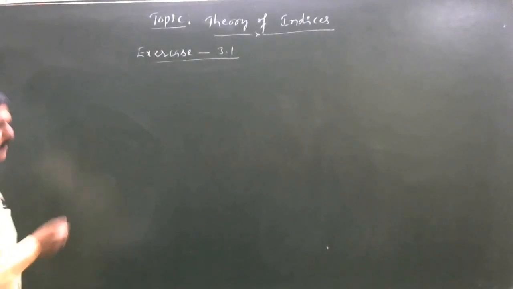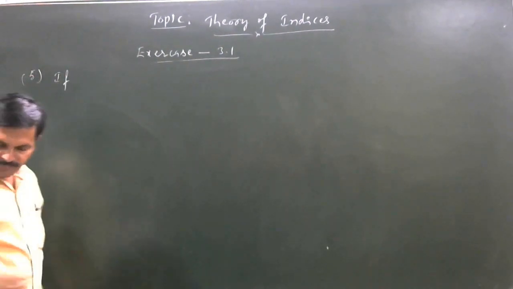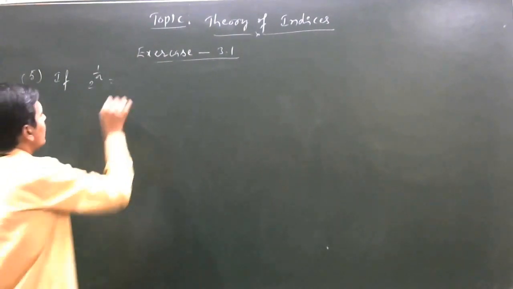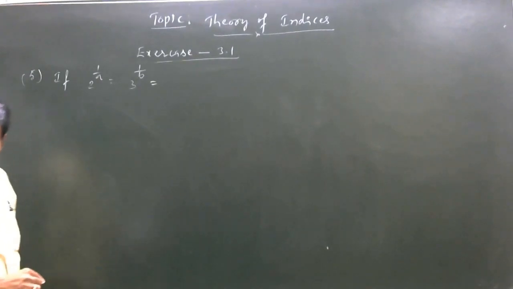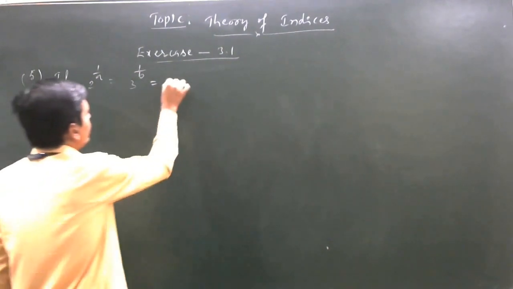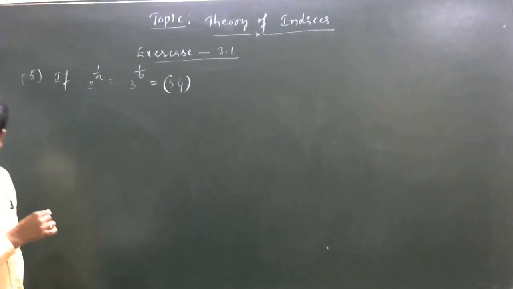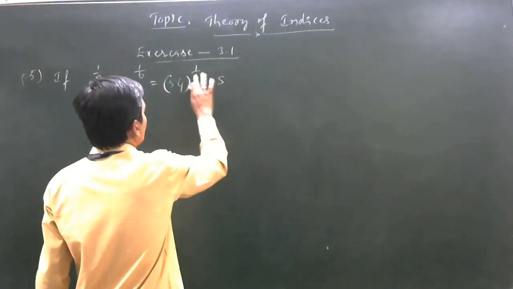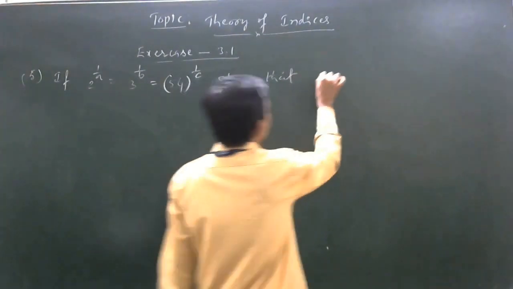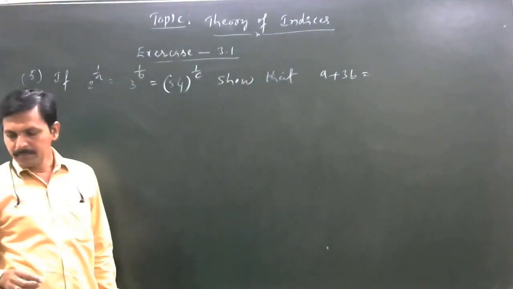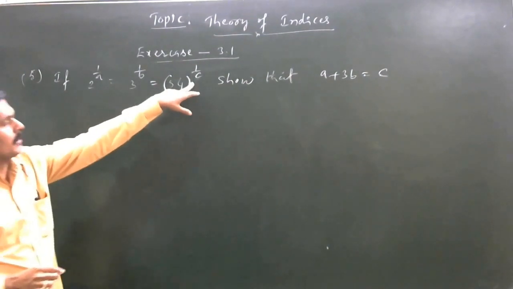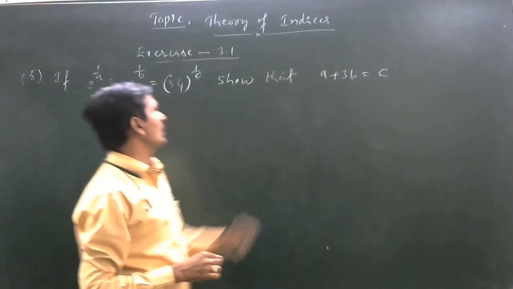Next, the fifth one. If 2 power 1 by a is equal to 3 power 1 by b, which is equal to 54 whole to the power of 1 by c, show that a plus 3b equal to c.